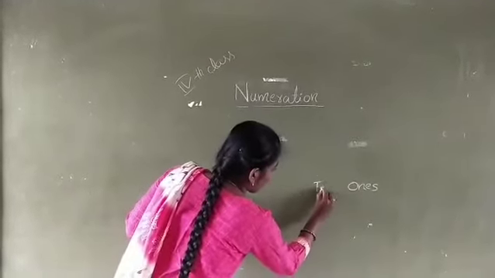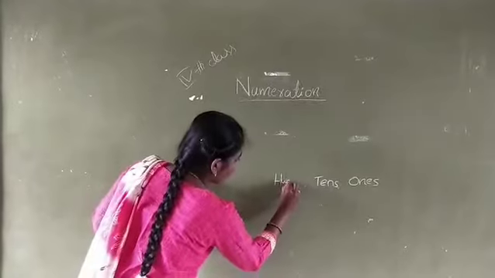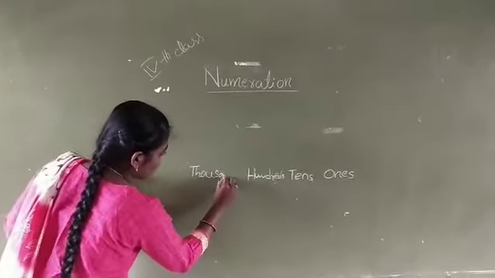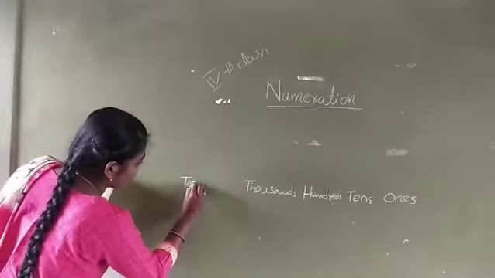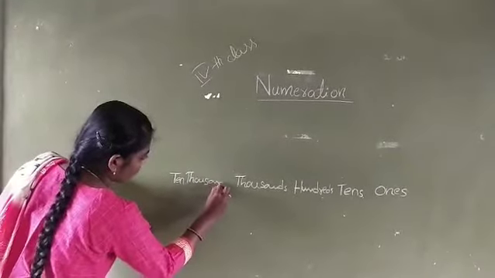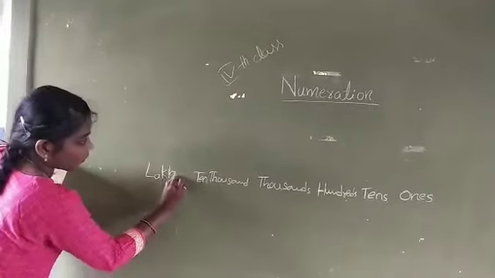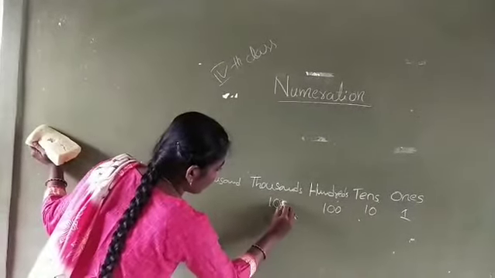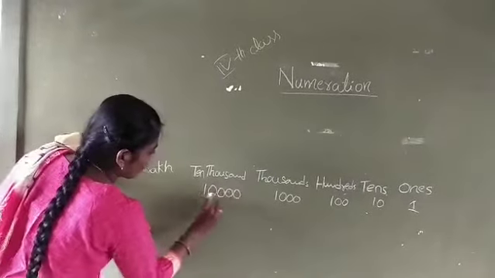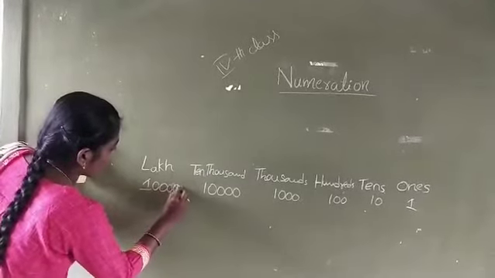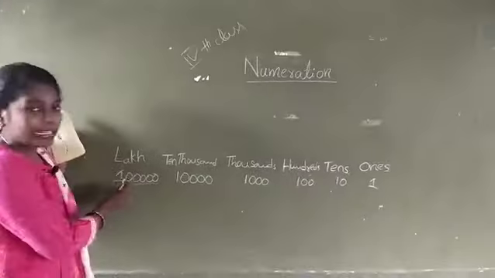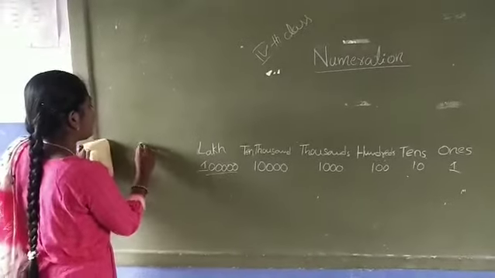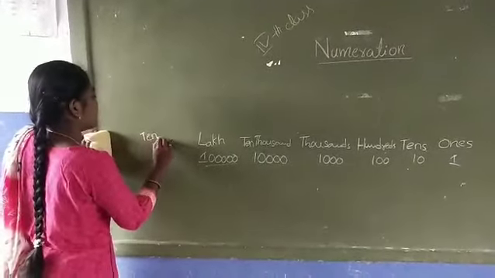Ones, tens, hundreds, thousands, 10,000s, lakhs. 1, 10, 100, 1,000, 10,000, 1 lakh. If the digits in a number increase, then the place value chart extends to its left. For example, after lakhs, we will get 10 lakhs.